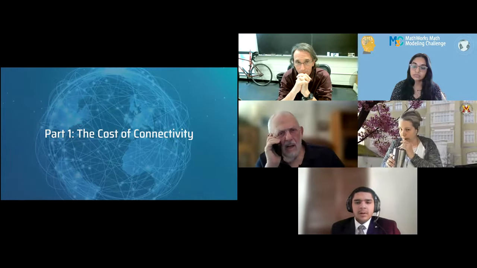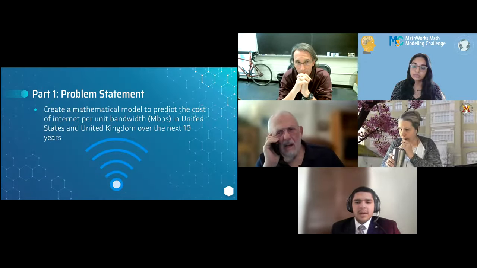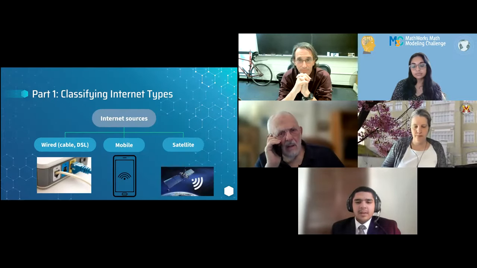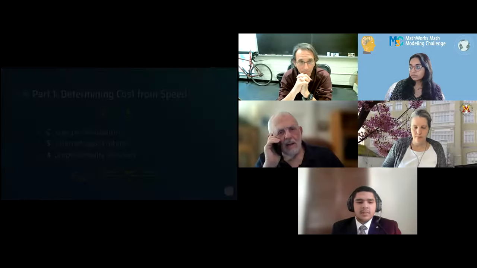Beginning with part one, we first strove to create a mathematical model to predict the cost of internet per unit bandwidth in the United States and the United Kingdom over the next 10 years. To do this, we had to first separate internet sources into three main types: wired internet, such as cables, mobile internet, and satellite internet. Alex will now further discuss how we developed a model using these three main internet types.